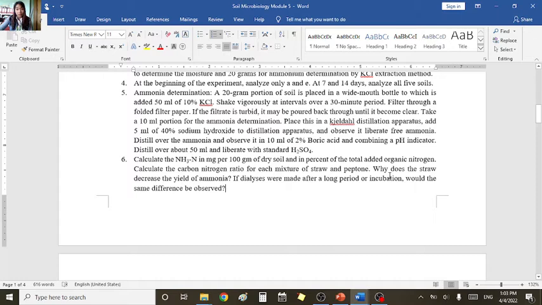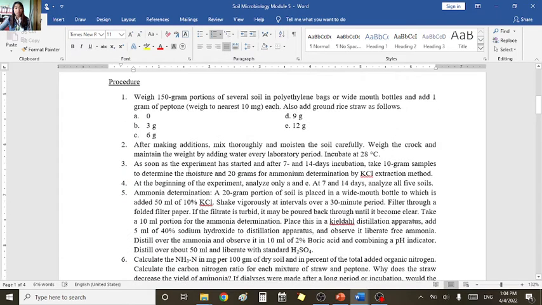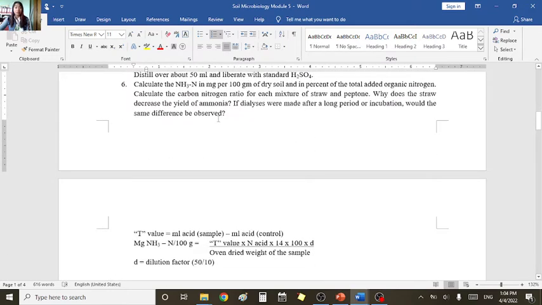Okay, so going back here, why does the straw decrease the yield of ammonia? So yun nga, as you increase the amount of the rice straw, you are decreasing the yield of ammonia. Therefore, in here, sa letter A battle, alam na natin na there will be a decrease of ammonia because of the addition of rice straw.